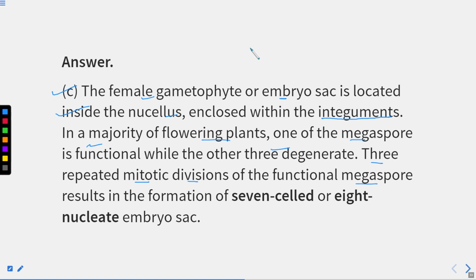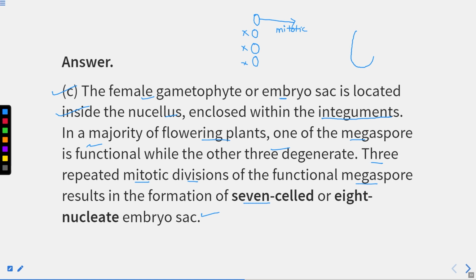Initially there are 4 megaspores, which are formed from the megaspore mother cell. Out of these, 3 megaspores degenerate and only one undergoes division. And what kind of division? Mitotic divisions. And what is formed in the end? A 7-celled or 8-nucleate embryo sac is formed with the help of 3 mitotic divisions. Now let's have a look at how the 7-celled and 8-nucleate condition is achieved.